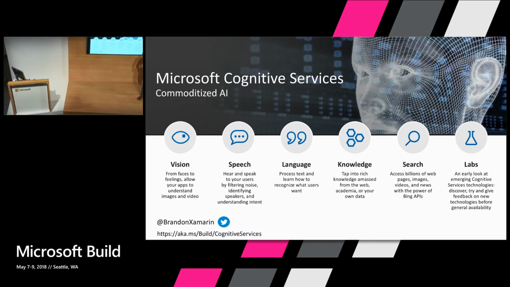Language. Language is all about processing text. So what is the text talking about? What is the sentiment of the text? Knowledge takes that a step further. Knowledge lets us interact with chatbots. We can have natural language conversations.